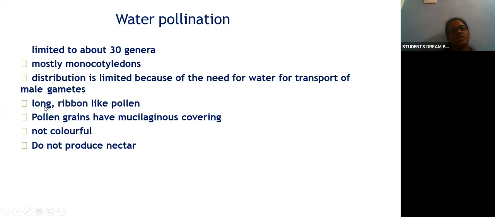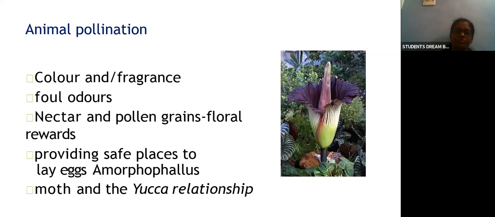Okay, so in these plants it will have long ribbon like pollens. Long ribbon like pollens will be there, and the pollen grains will have mucilaginous covering. It will not be colorful, and it will not have nectar also. Okay, இந்த மாதிரி இருக்கிற plants தான் வந்து water pollination will occur, especially in the water plants.